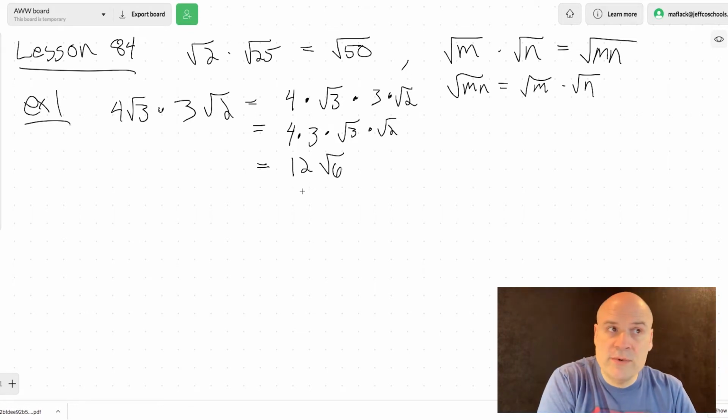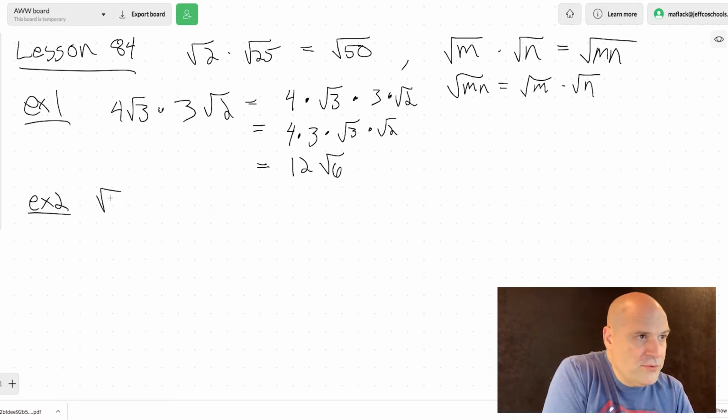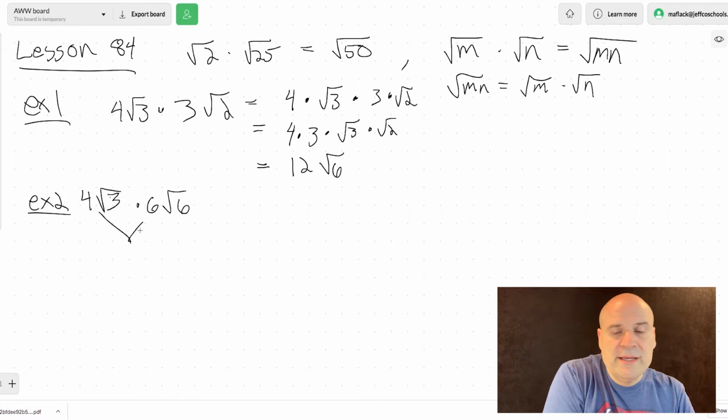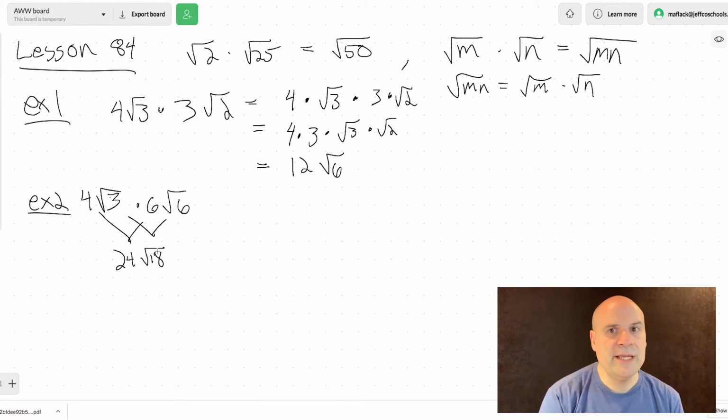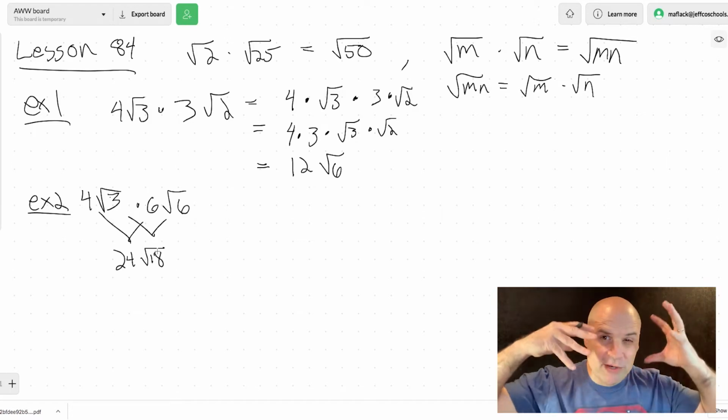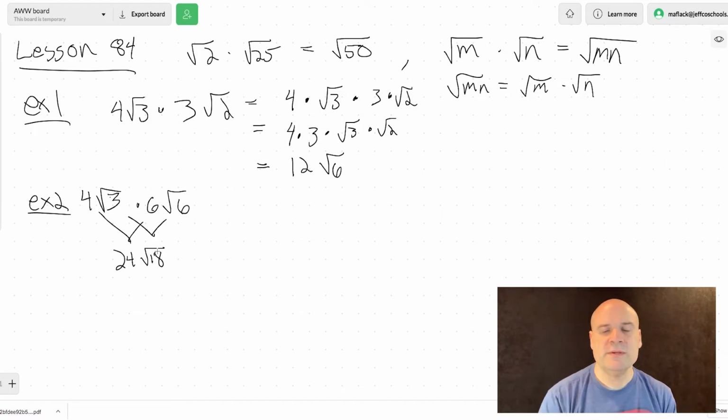So let's try another one. Example 2: 4 radical 3 times 6 radical 6. Multiply the numbers together, 24. Multiply the radicals together, radical 18. Done? No. There should be a little alarm going off in your head saying something's not right here. There's a square hanging out inside of that radical. Remember, squares do not belong inside of radicals. We have to get it out of there. So how do we get it out of there?